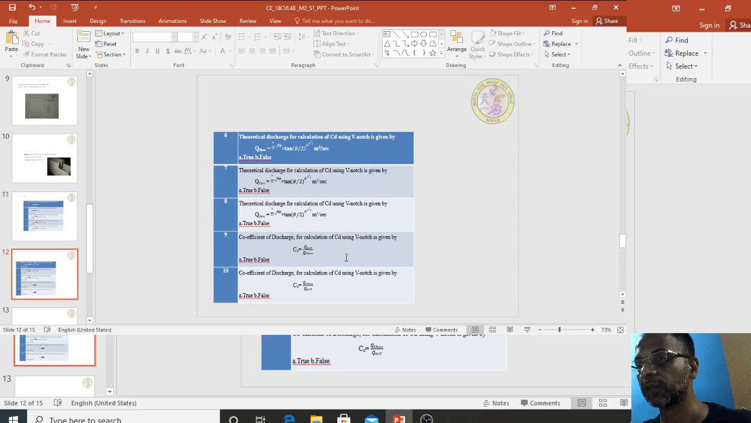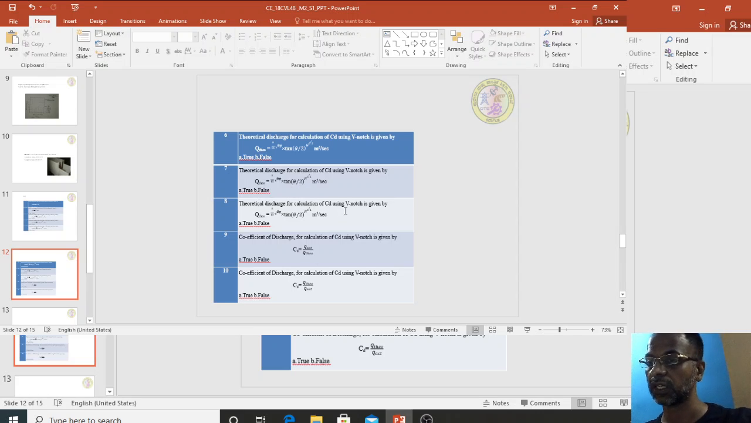This is also wrong. Next, the sixth one: theoretical discharge for calculation of Cd using V-notch is given by 8 by 15 square tan theta by 2 h to the power of 9 by 2. This is also wrong, false. B. Theoretical discharge using V-notch is given by 8 by 15 root 2g tan theta by 2 h to the power of 1 by 2 meter cube per second. This is also false. B.